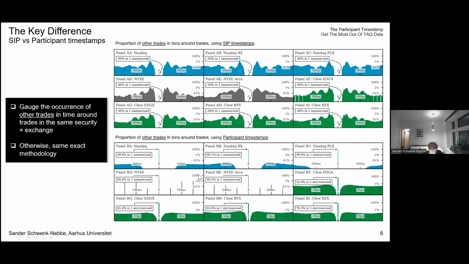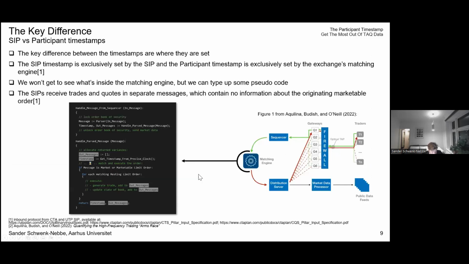So we've now established that there's a clear difference between the SIP and participant timestamp. At the core, what differentiates the two timestamps is where they are assigned or who assigns them. The SIP timestamp is set exclusively by the SIPs, and the participant timestamp is set exclusively by the exchanges, or to be precise, by the exchanges' matching engines. That follows from the definition of the participant timestamp, which we've seen earlier. Although the names imply this, to be sure, we can always consult the SIPs' inbound protocol, the format of the data that the exchanges send to the SIPs. Each SIP makes this openly available on their website.